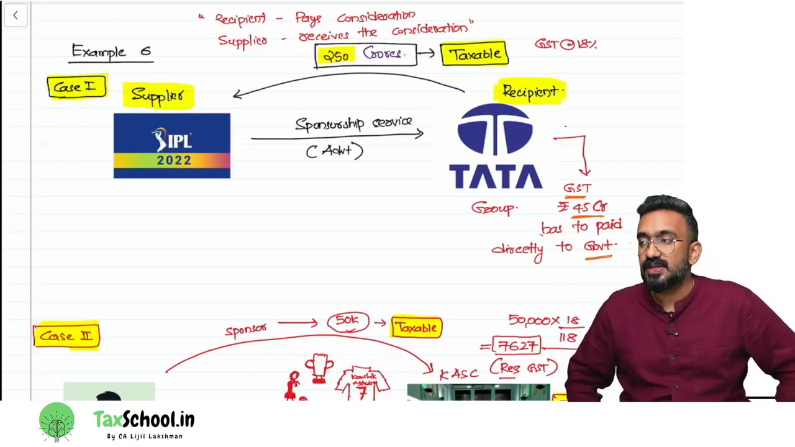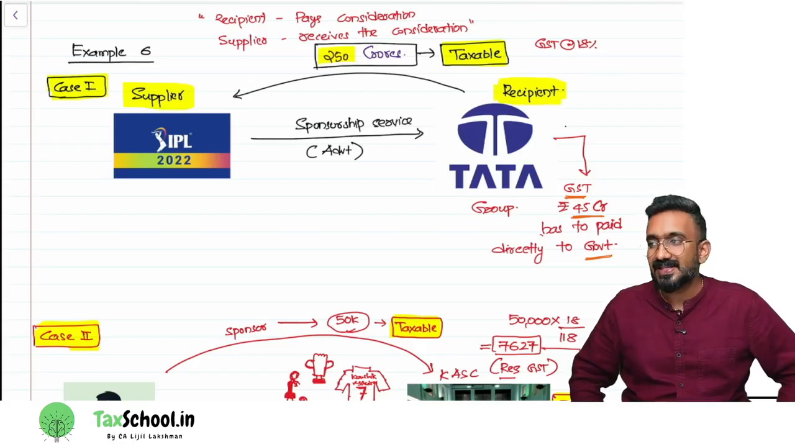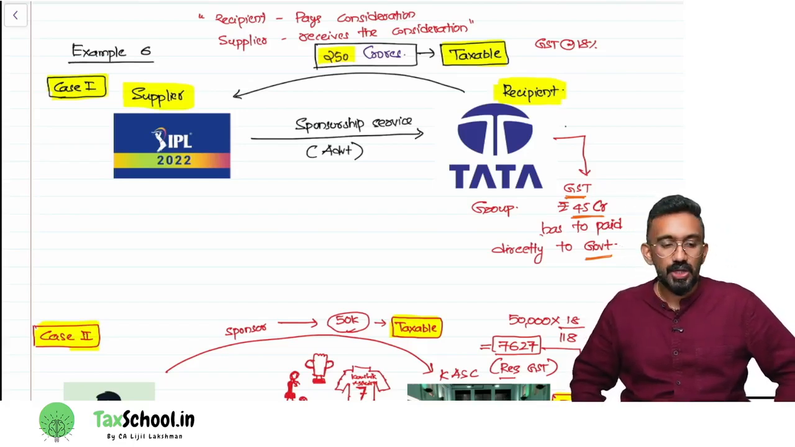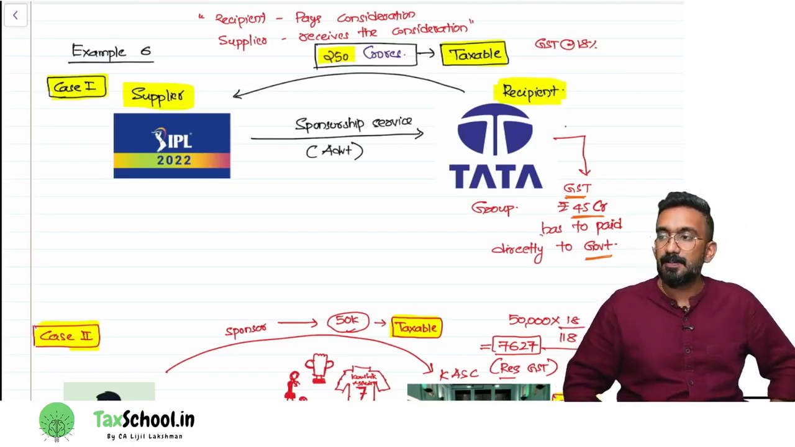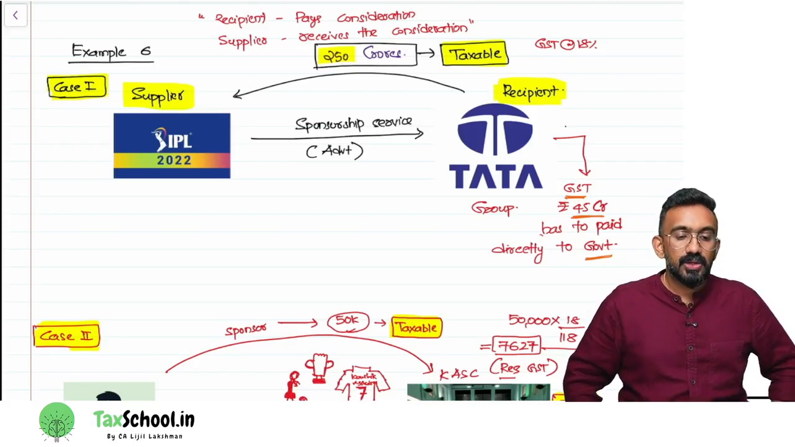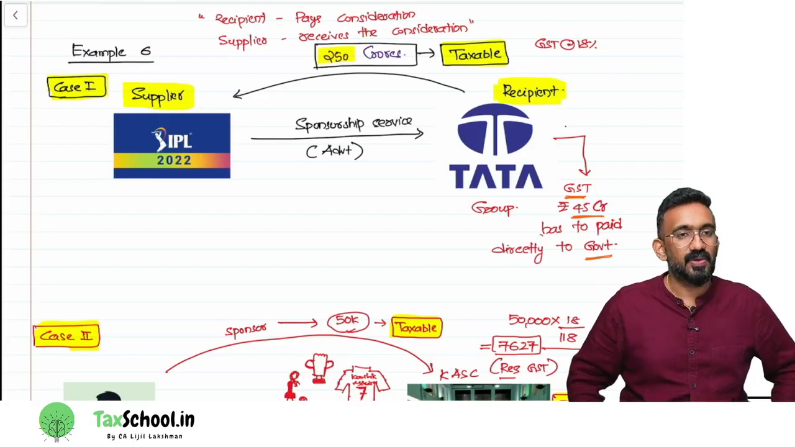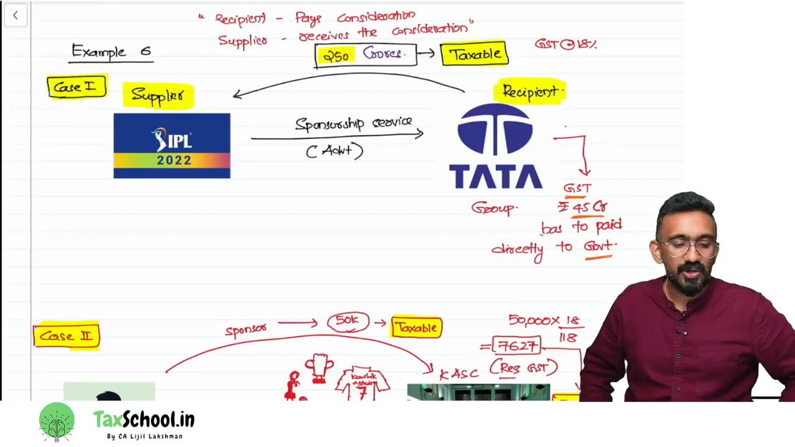Tata is sponsoring IPL. Okay, who's giving money to whom? Tata is giving money to IPL, and the money is 250 crores. Who's the supplier? Who's the recipient? Supplier is IPL because IPL is getting the money, and who's paying the money? Tata is paying the money. Tata is the recipient. Is this 250 crore taxable or not taxable? Is it a donation? No, it is sponsorship. It is for advertisement value. So is this taxable or not taxable?